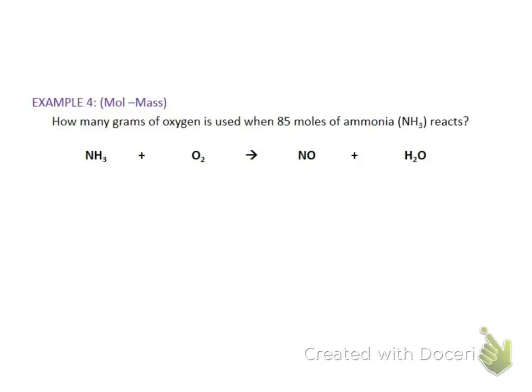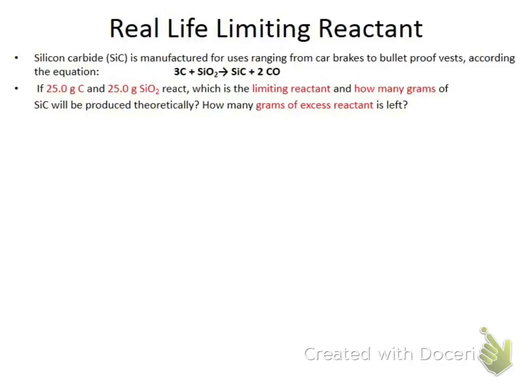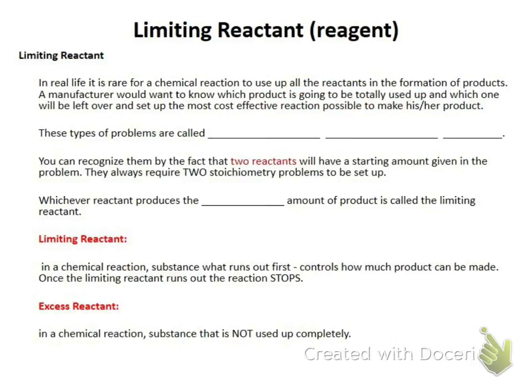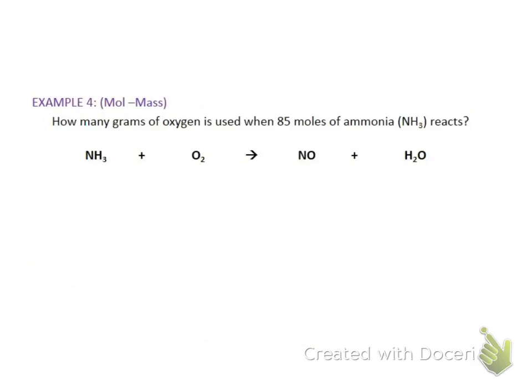All right, so first things first, got to balance it. This is a hard one to balance, so I'm just going to give you, oops, go back. Whoops, I went too far on that one, didn't I? Okay, try again. All right, so I'm going to give you this. It's 4, 5, 4, 6. All right, so how many grams of oxygen is used when 85 moles of ammonia reacts? And it tells you what ammonia is, okay?